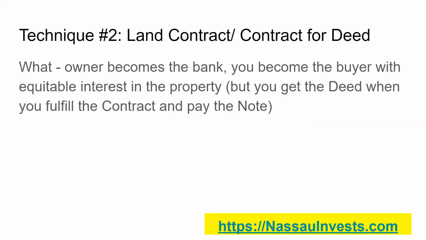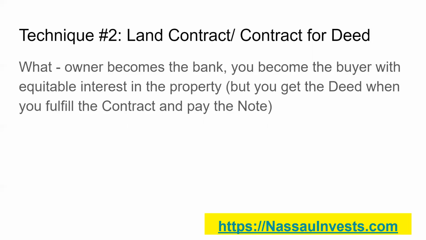Okay. Now, technique number 2 is land contract, also known as contract for deed. What this basically is, is that the owner becomes the bank, meaning he becomes the lender to you as the borrower, all right? And also the seller of the property, but you don't get the deed until you fulfill the terms of the contract, hence the term contract for deed. The land contract is actually short for land installment contract. So you're basically buying the property on installment.